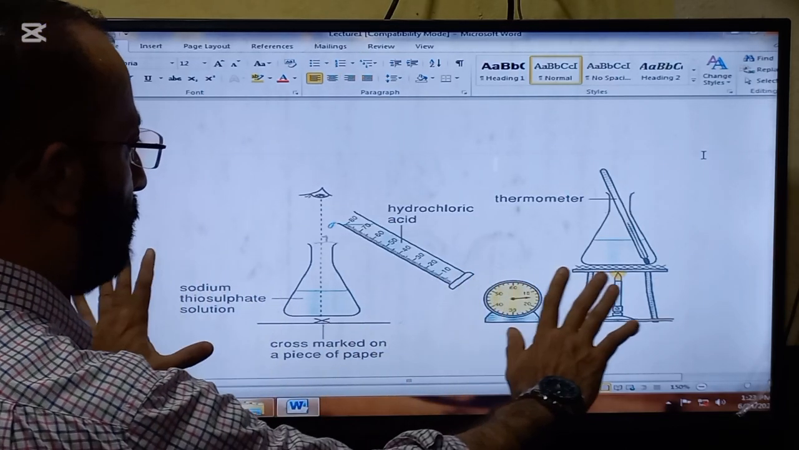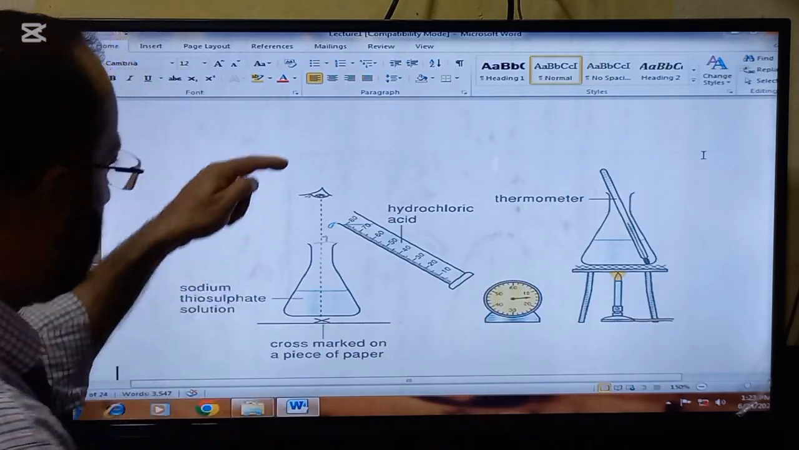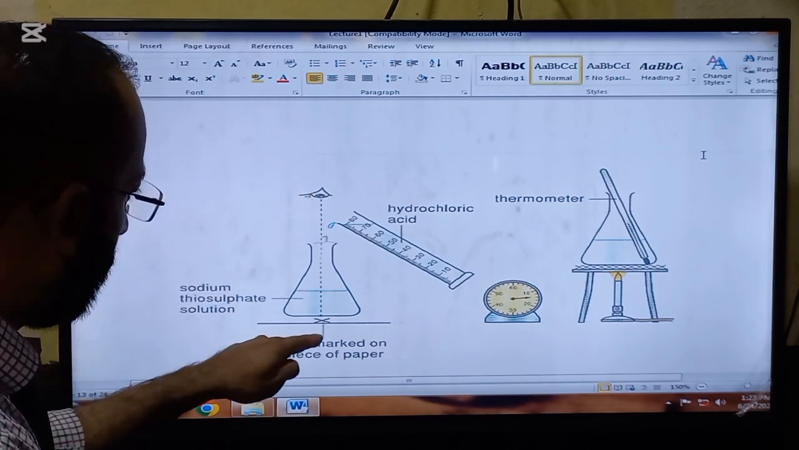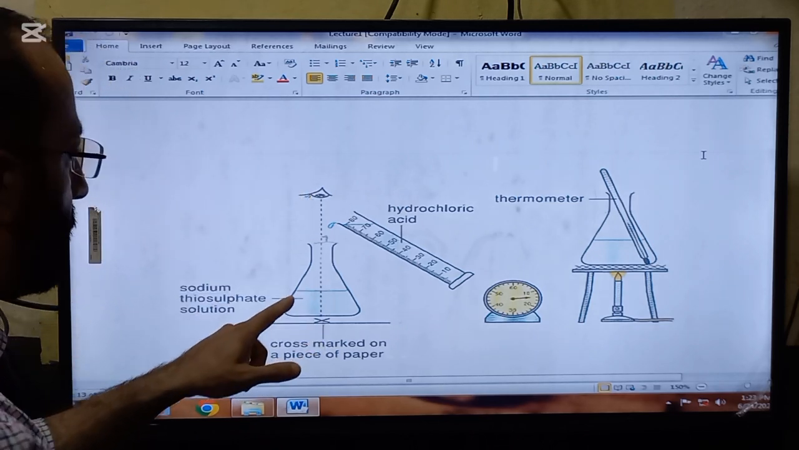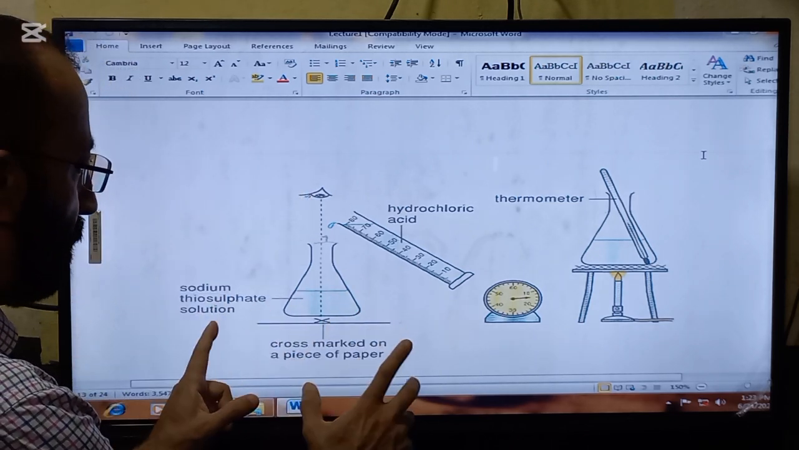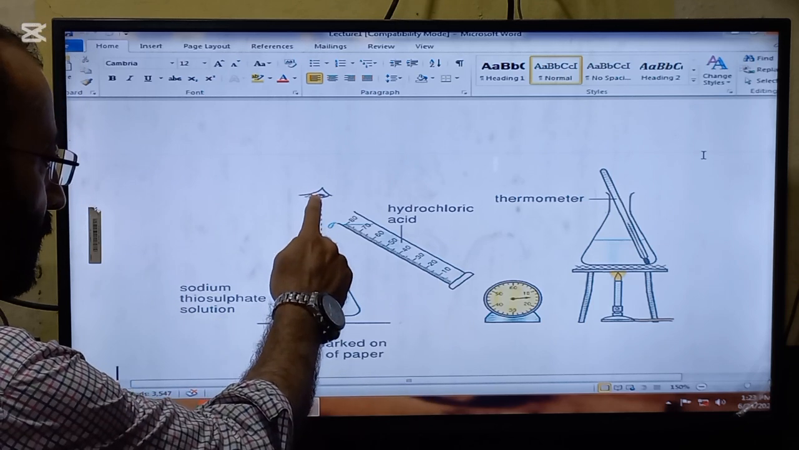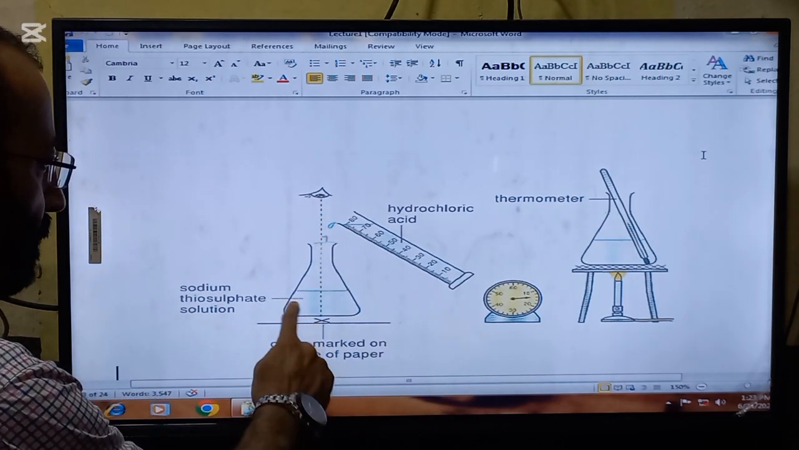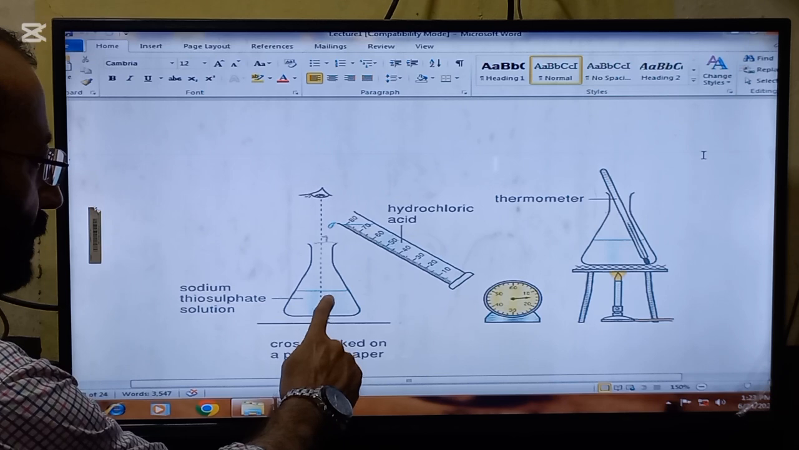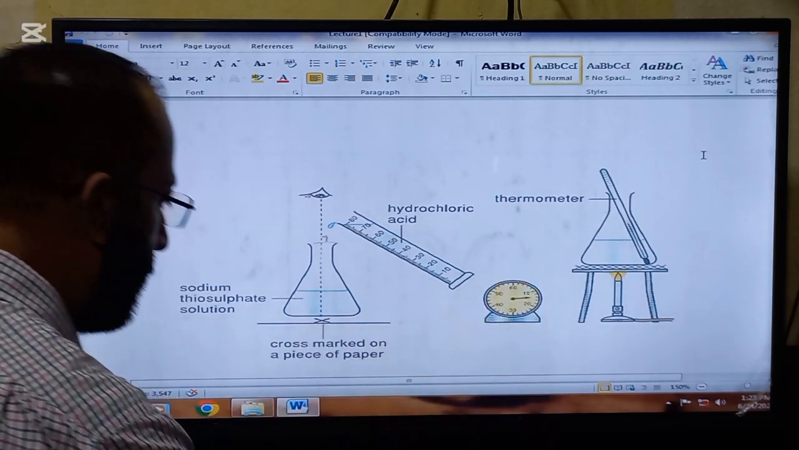So like this will be the apparatus. A person is looking from above onto the mark, and the time will be recorded when he is not able to see the mark because of the cloudiness of the solution. The time will be recorded.